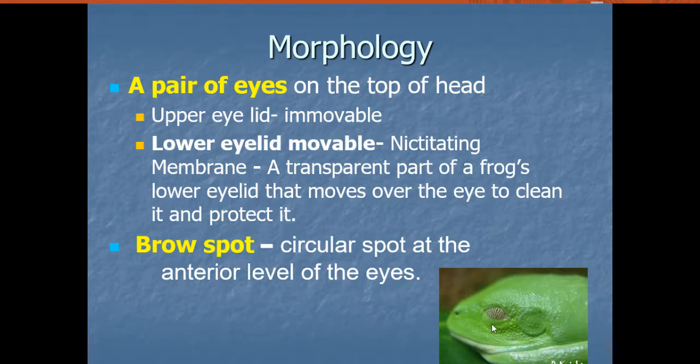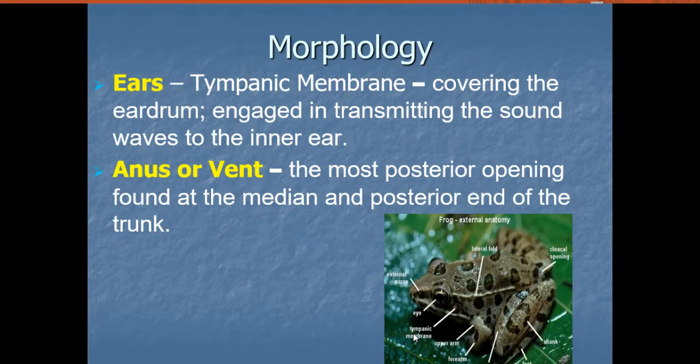And a pair of eyes are present on the top of the head. Like our eyes, they are also composed of upper and lower eyelids. But one difference is that the upper eyelid is not movable, whereas the lower eyelid is movable. It has the nictitating membrane, a transparent membrane which helps to clean the surface of the eye. You can pull it over the eye. Then another important feature you can see is the brow spot. It is a circular spot at the anterior level of the eyes. It is nothing but a mark left behind the eyes after the skull development of the frog.